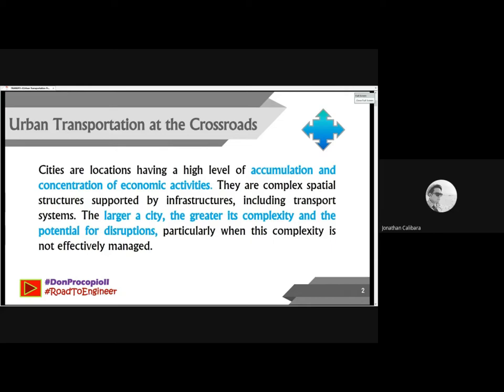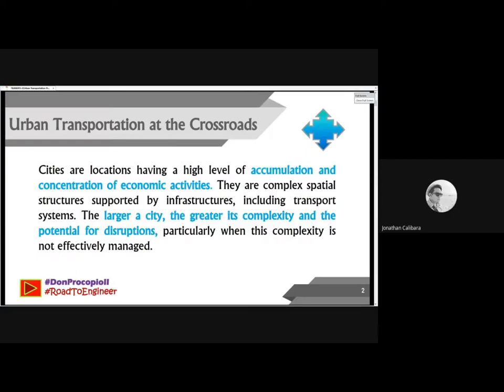Now I am showing you that there is a complexity. Consider even the smallest things that can cause problems or disruptions in that particular city. It is said also here, not effectively managed. Of course, management is all about people. Maybe at some point, it is not effectively managed because of its bigger scope. Consider this one, consider this one, consider this one. There are many problems, there are many considerations: the people, the vehicles, the impact to the economy, the movement of goods. So there are many problems.